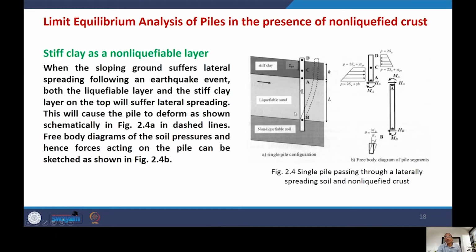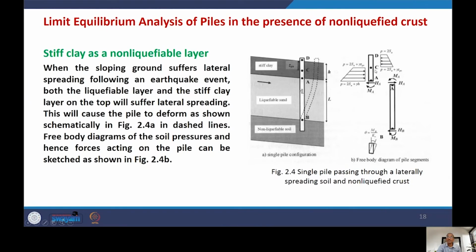This will cause the pile to deform as shown here, and the free body diagram is also shown. The soil pressure and forces acting on the pile can be sketched as shown in figure 2.4b. What you can see is stiff clay, liquefiable sand and non-liquefiable soil. In the top one, let's say A and B are the points between which it is expected that liquefaction of sand may occur. Above A, you have point D, which is at the top of the stiff clay layer, and point C is in between. Point C is the point where there is a change in the direction of stresses when you go from top to bottom.